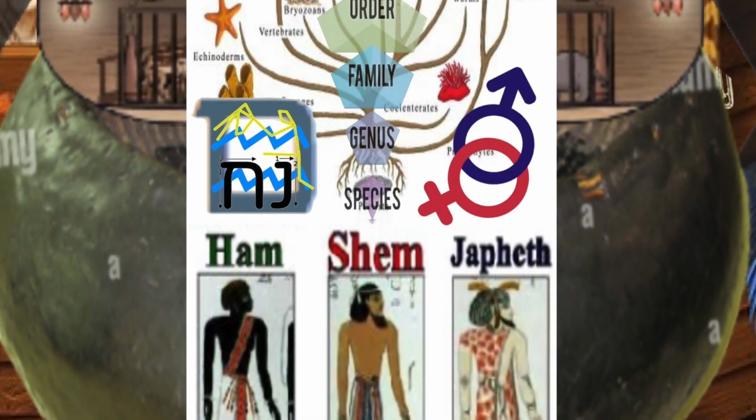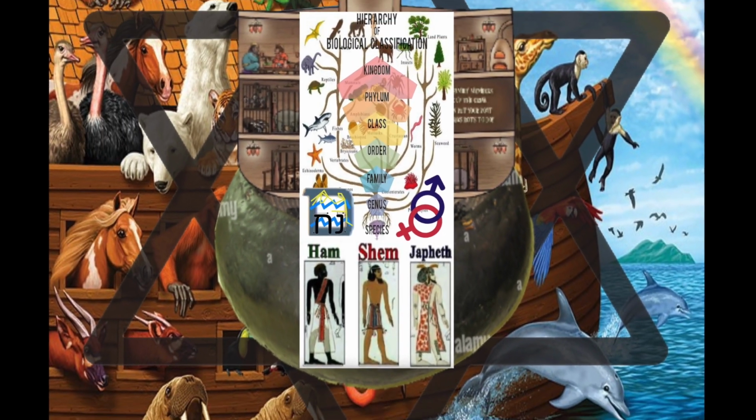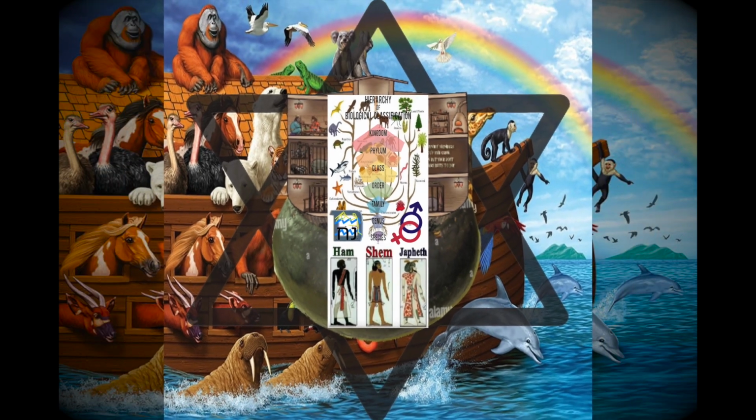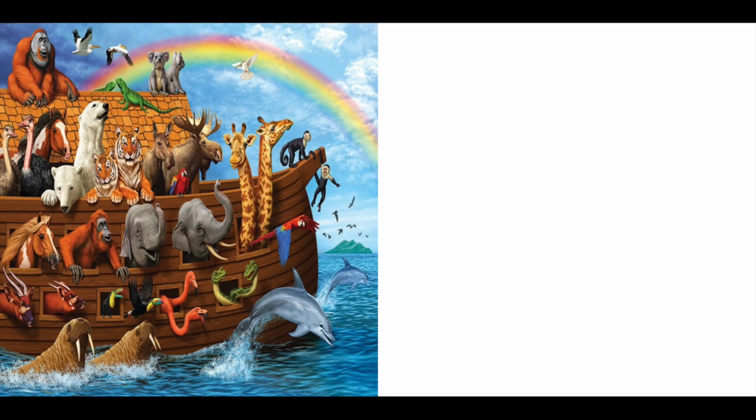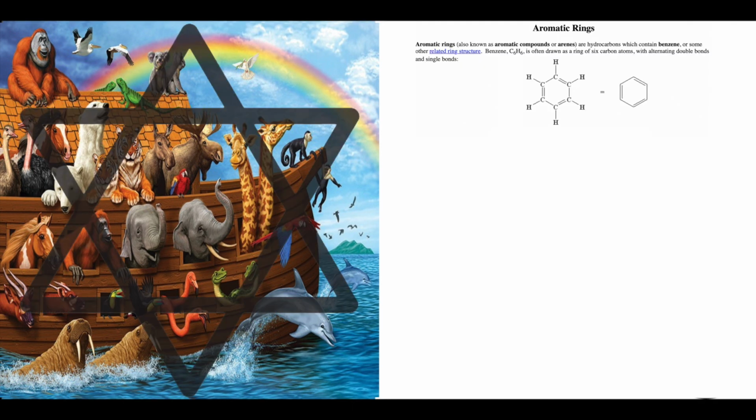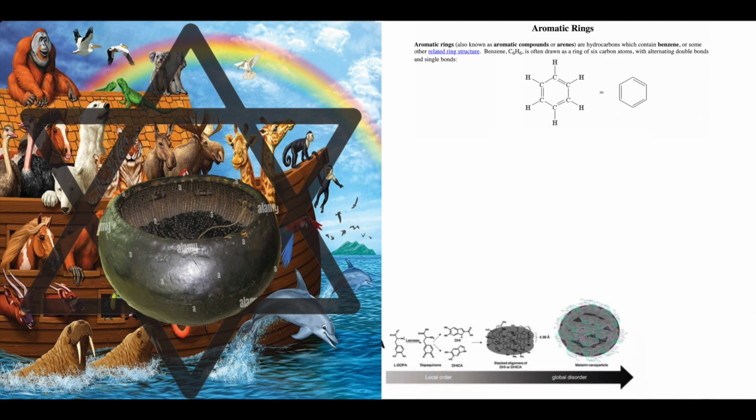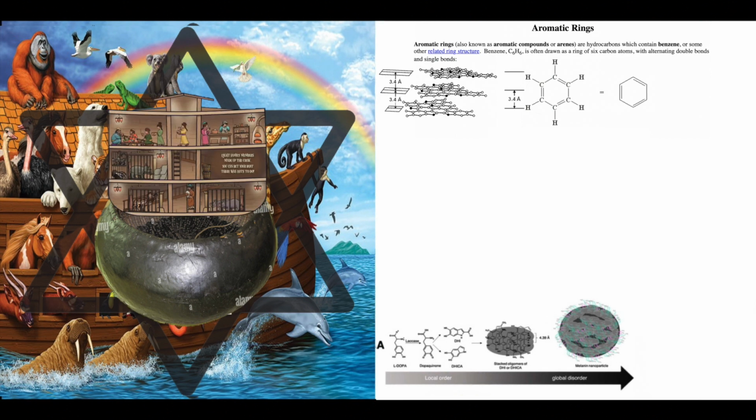The invisible secret, melanin's hidden internal structure: Noah's Ark decoded. In this mnemonic image, Noah's Ark represents melanin. The Star of David represents aromatic rings. The coracle boat, or kopher, represents the melanin macromolecule. The three decks of Noah's Ark represent the three molecular planes.